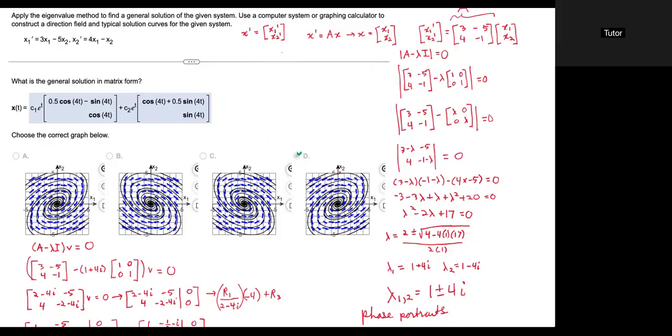But how do you know whether it spirals in or out? We do this by looking at the eigenvector. Not the eigenvector, but the eigenvalue. If the eigenvalue is positive, as in this case, it will spiral outwards, as seen in D. And as you see, the arrows are all pointing outwards. And if the eigenvalue is negative, it will spiral inwards. So let's say we had an eigenvalue of -1, then we would get a spiraling inwards graph.